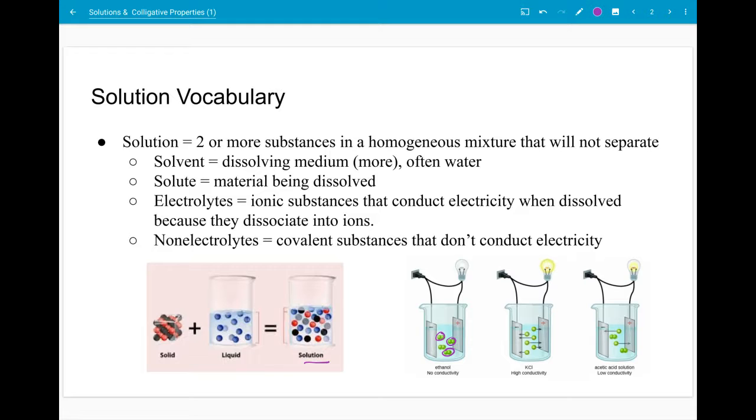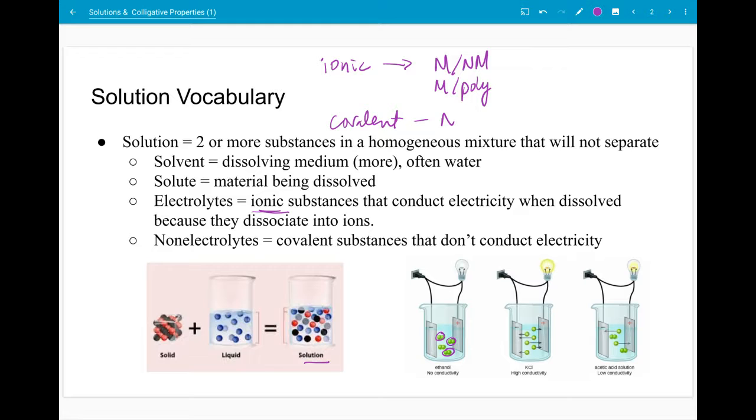So if we're making a Kool-Aid water mixture, for example, Kool-Aid would be your solute and water would be your solvent. Now, an electrolyte is an ionic substance that can conduct electricity when dissolved because it dissociates into ions. Ionic, just to recall from first semester, is a metal bonded to a nonmetal, or a metal bonded to a polyatomic ion. So if your compound starts with a metal, it is probably ionic. Non-electrolytes are covalent substances that don't conduct electricity. So covalent is going to be nonmetals only.